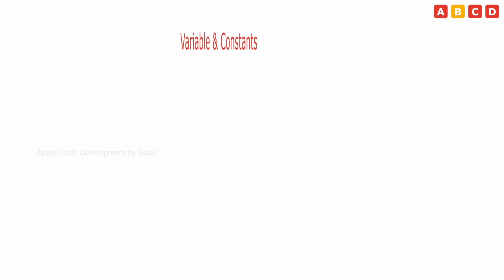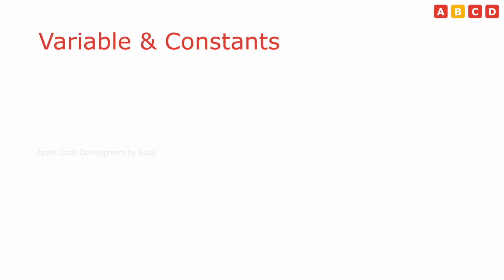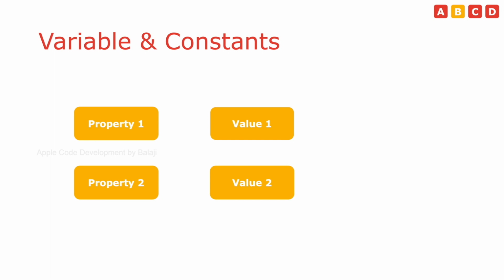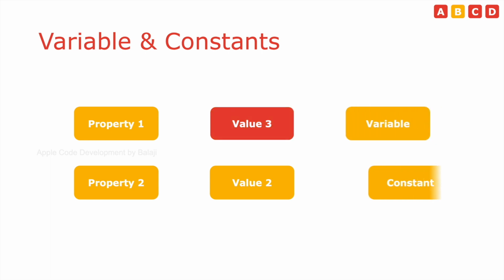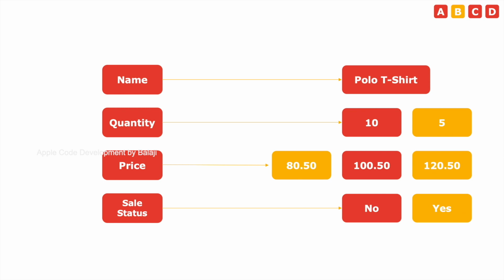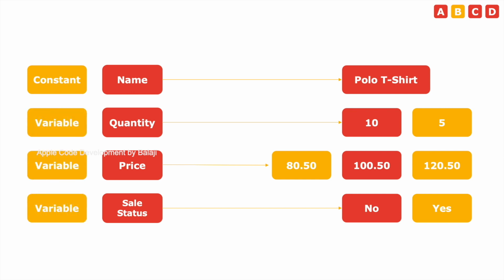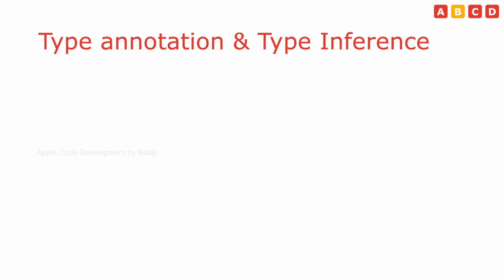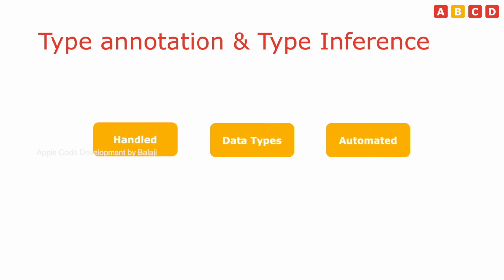The third topic is variable and constants. After assigning a value to the property, if you want to change the value, it should be a variable, or else it could be a constant. In our example, except the name, other properties will get changed based on the product sale and demand. So the name is declared as constant and others as variable. The fourth topic is type annotation and type inference. Here we are going to see how the data types are handled and automated in Swift.